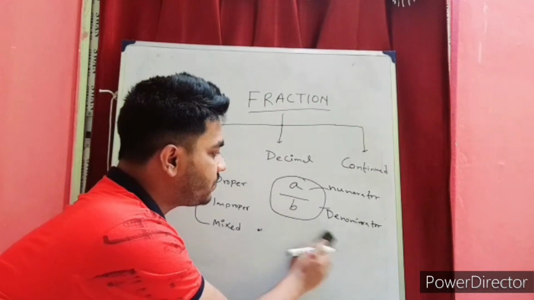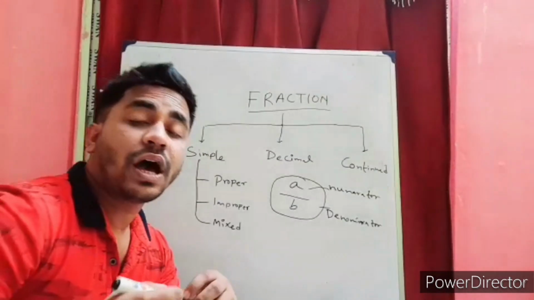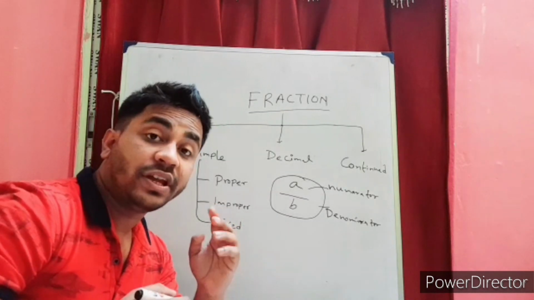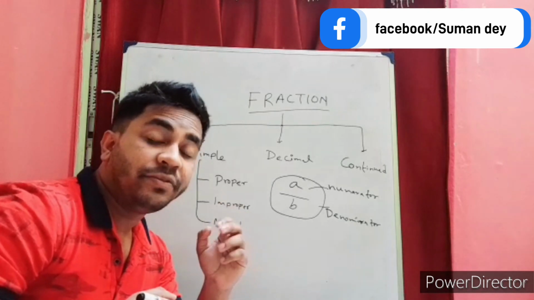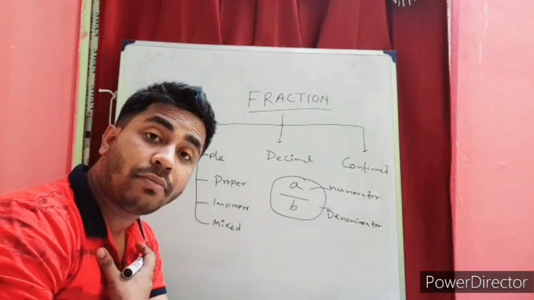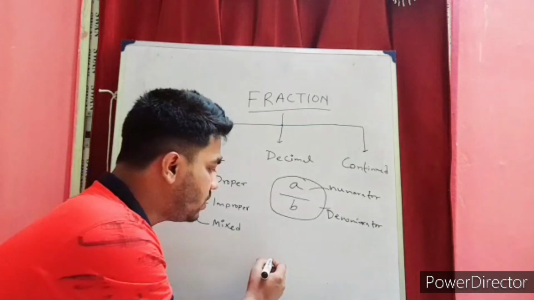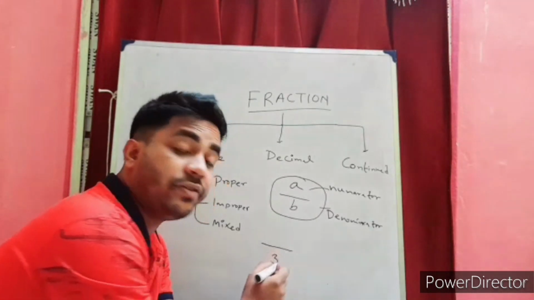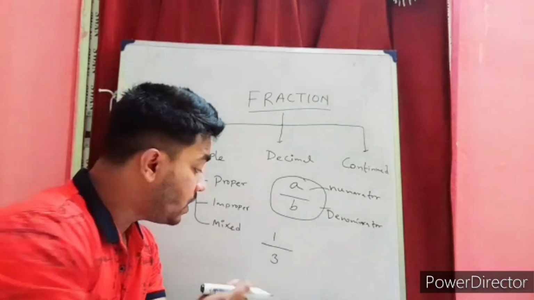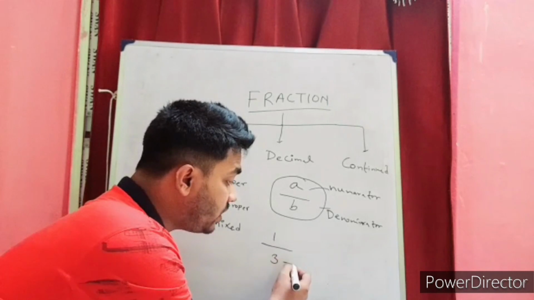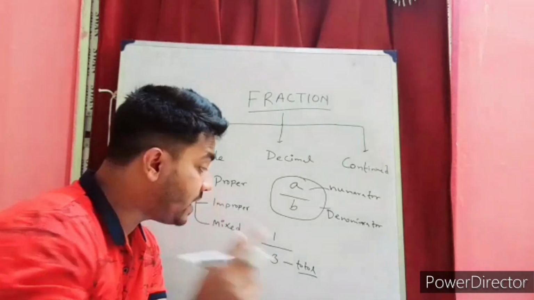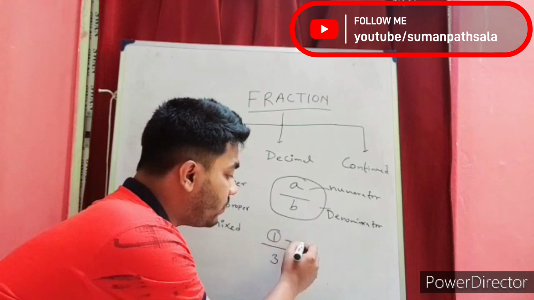So now I give you an example to understand this concept. Suppose I have 3 marker pens, and out of these 3 marker pens I give you 1. Then tell me how this statement is represented as a fraction. I have 3 marker pens in total, so I write 3. And I give you 1 marker pen, so I write 1 above.